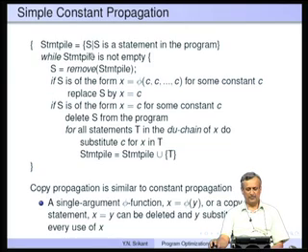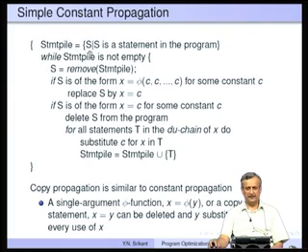So in simple constant propagation, you are only going to look at statements of the form x equal to c. Okay. So wherever x occurs, we will try to replace it by c, that is what we want to do. So for this again we are going to use a queue. Okay. So this is called a statement pile.